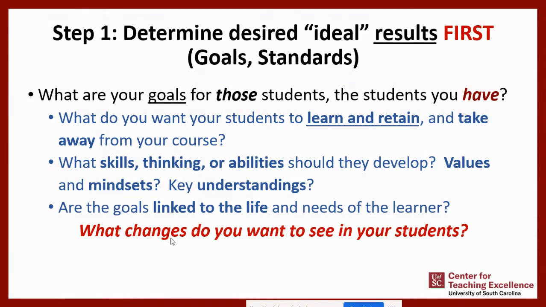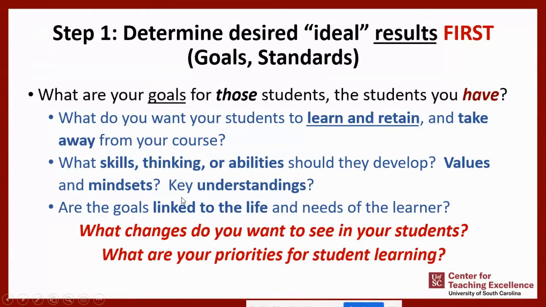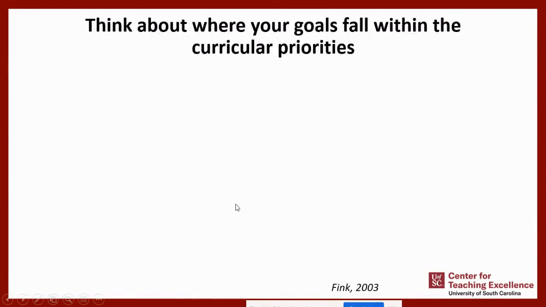Do you want them to, if they're doing biology, do you want them to be more scientific in their thinking, more analytical? You want them to develop better empathy or skills if it's like in social work or other types of physical therapy or something like that. So those are kind of the big picture ideal results of what you want your students to be able to do. And really those are your priorities, and your learning goals, the learning outcomes in your syllabus, help to contribute to those priorities.